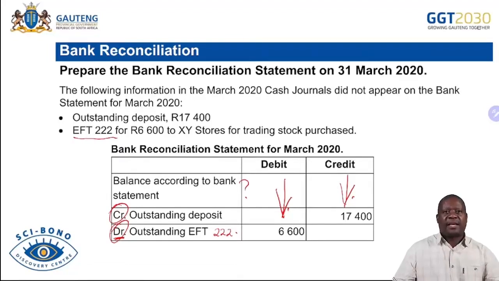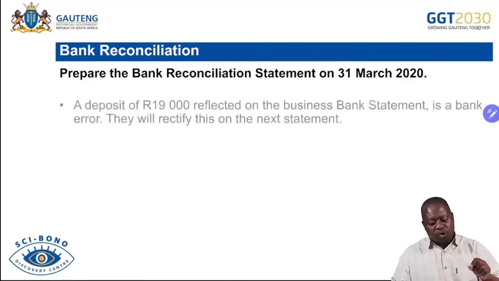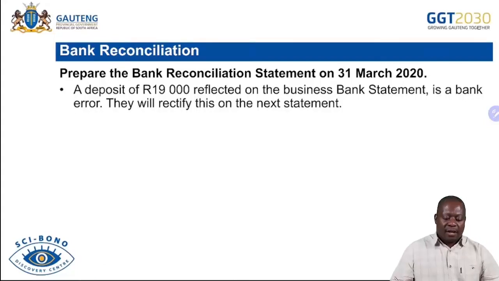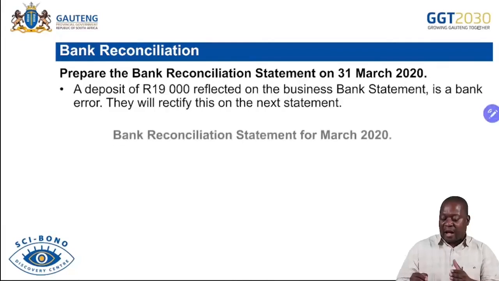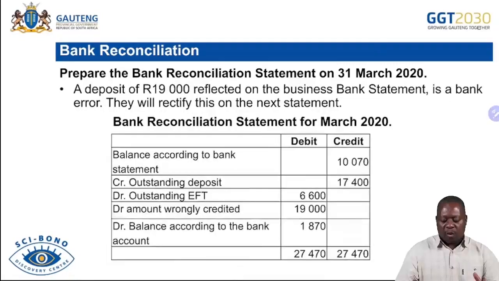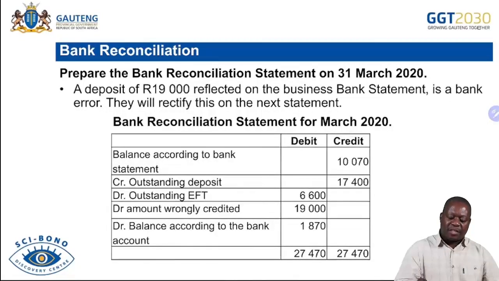That being said and done, we are going to look into that error. A deposit of 19,000 reflected on the bank statement is a bank error. The bank will reflect on the next statement. So it means it's not money into our account. They deposited by mistake. So the only thing that they should do is to withdraw that money, to take it out. So how does it appear now? Check here. If it's a deposit, it is credited, right? So now it was credited by mistake.